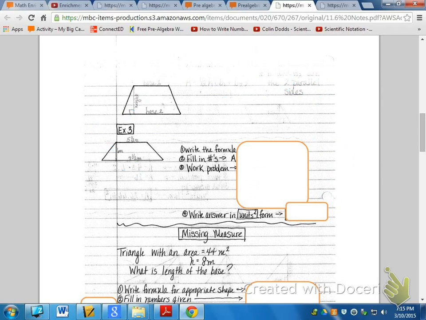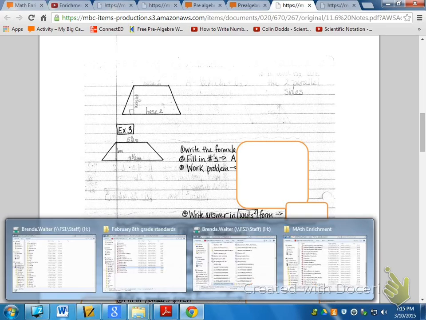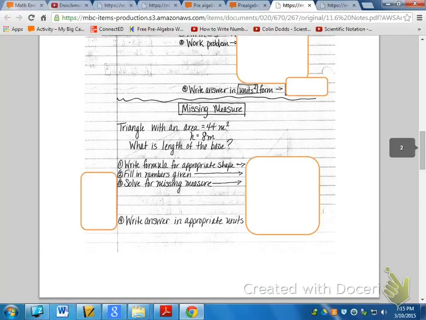All right, I'm going to go on now and look at something where they give me the area and I have to work backwards maybe to figure out what's missing. So I've got a triangle and I know the area is 44 meters squared. That's really important that I know that. And it tells me that I know the height already. It's 8, but I don't know the base length.